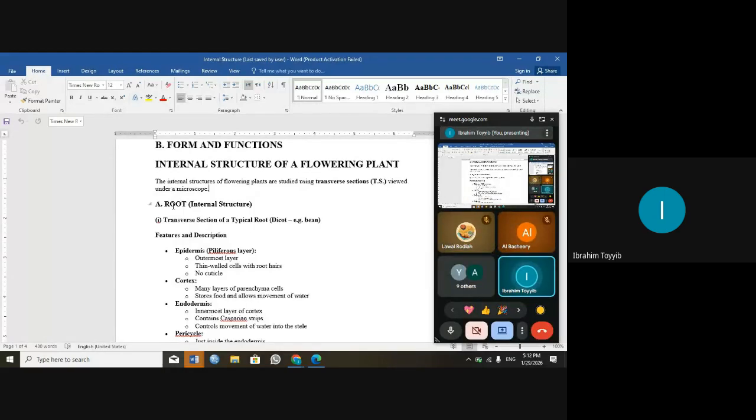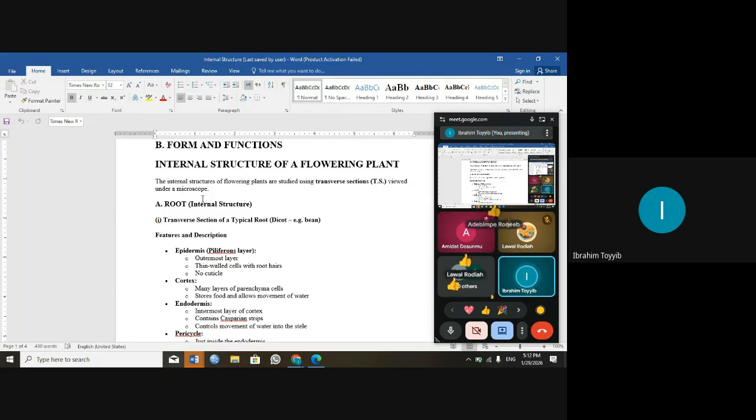Seedless plants are called what? Pteridophyta, pteridophyte. What of plants that have seed? Spermatophyta. They are divided into flowering plants and non-flowering plants, that's angiosperm and gymnosperm. Gymnosperm means naked seed, or non-flowering plant. Under flowering plants, under angiosperm, we have monocotyledon and dicotyledon.